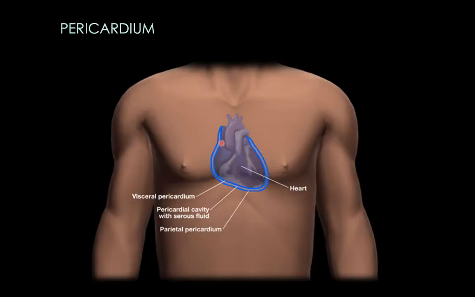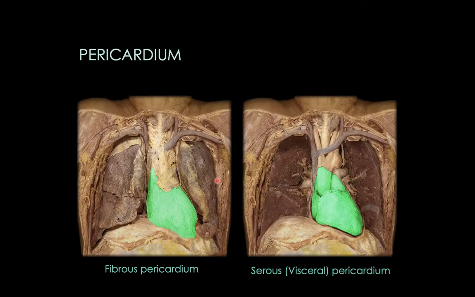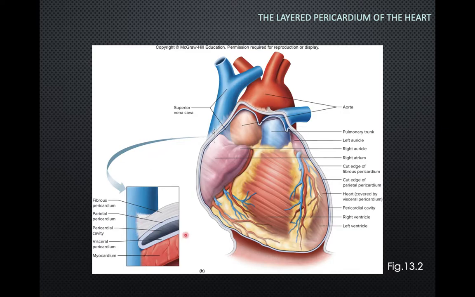So there's the pericardium again, that layer that surrounds the heart. You've got the visceral pericardium that sits right on the organ, the pericardial cavity that's filled with serous fluid, and then the parietal pericardium, which is also the inner component of the fibrous pericardium. There's the pericardium again, and there's that larger muscle. This is that larger picture, figure 13.2. In this diagram we also have the superior vena cava, the aorta, and this membrane that covers the heart.